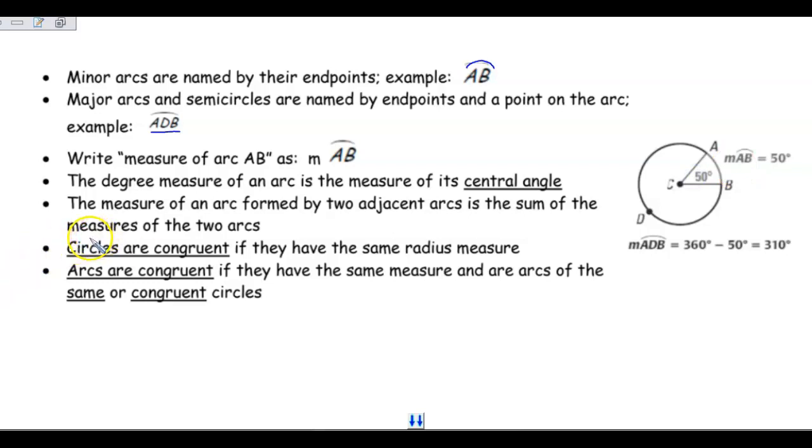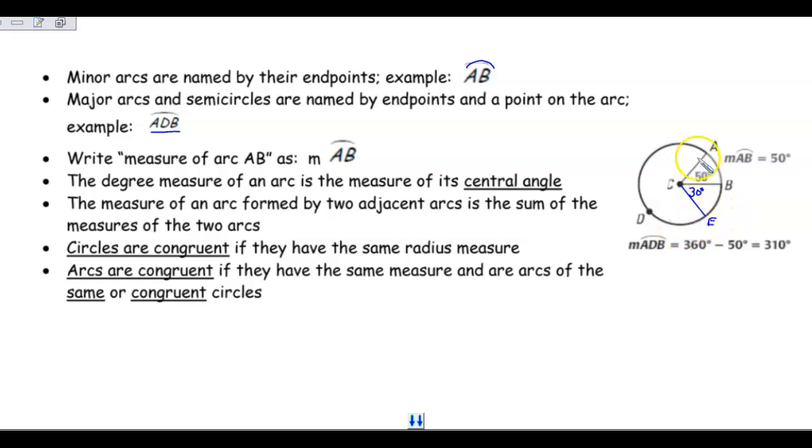The measure of an arc formed by two adjacent arcs is the sum of the measures of the two arcs. So if I put this one here, and say it's 30 degrees, I would have 50 plus 30, that would be 80. So from A to E, this minor arc would be 80 degrees.